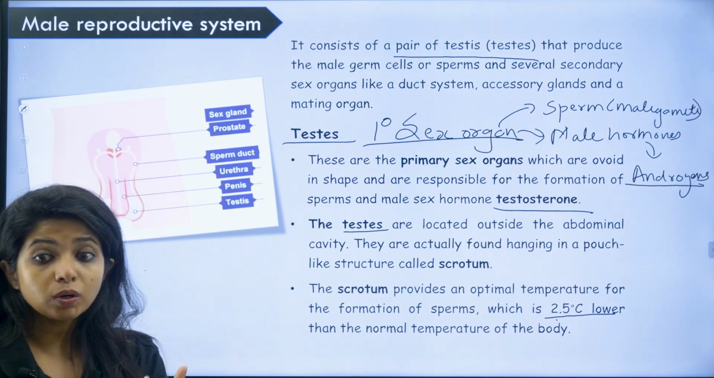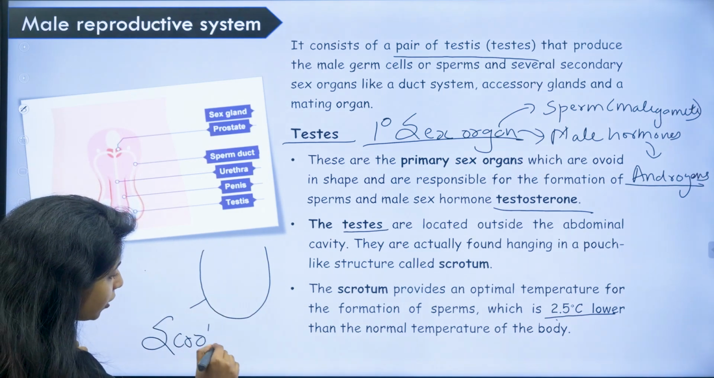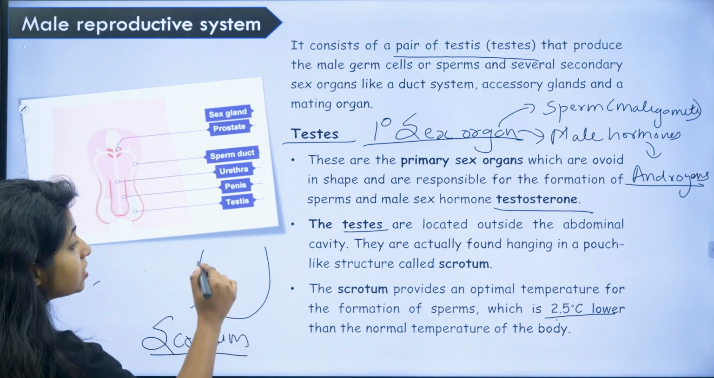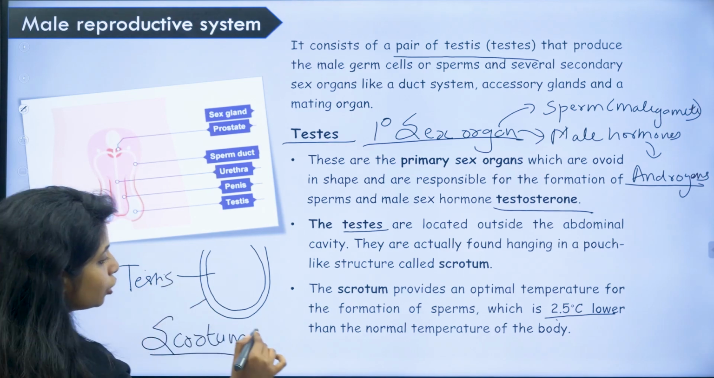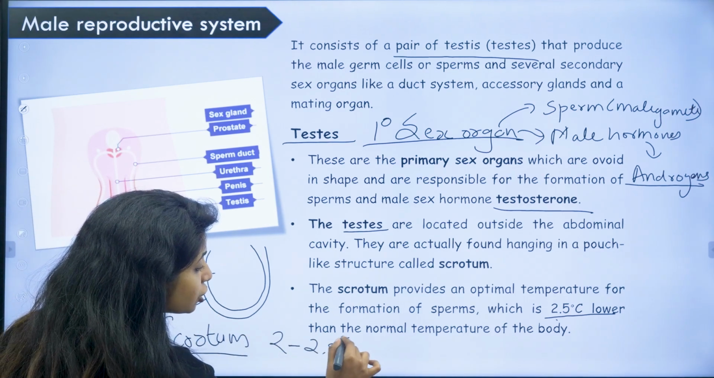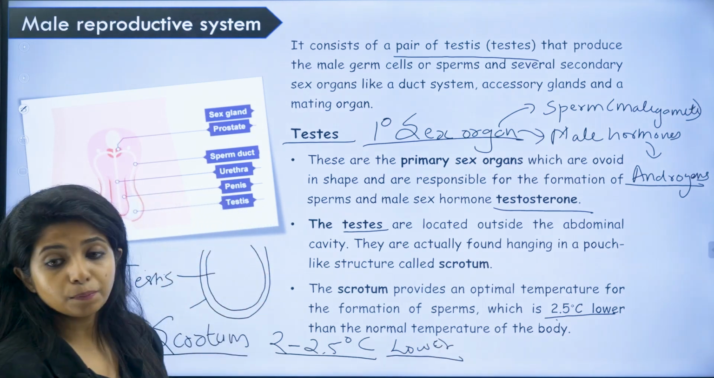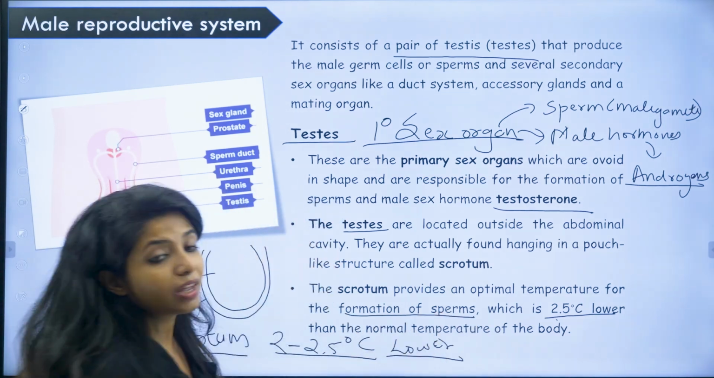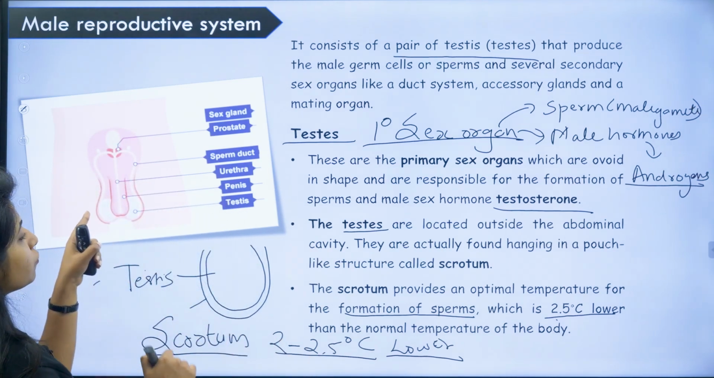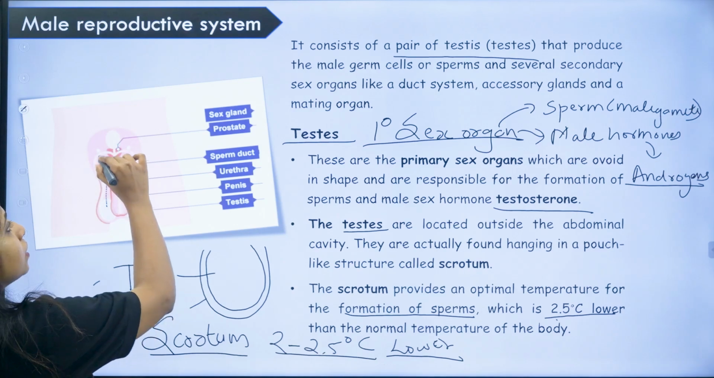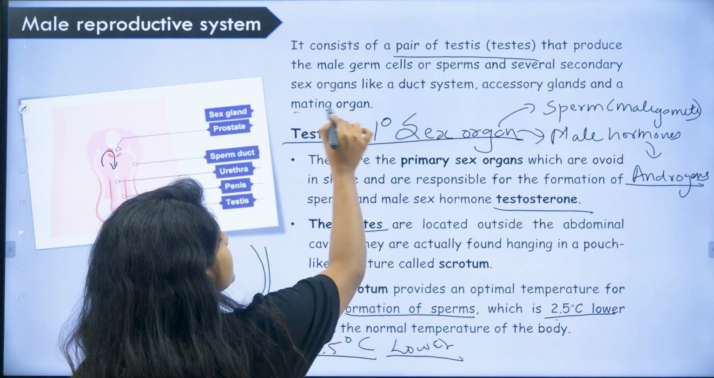And the pouch in which the testis is located is called the scrotum. Again, why is it present outside the body, inside the scrotum? Because it needs 2 to 2.5 degrees Celsius lower, not higher, than the normal body temperature for the formation of sperms. That is given in your NCERT. Now sperm is being formed in the testis. It has to be taken to the penis, because the penis is the copulatory organ. It is the mating organ.